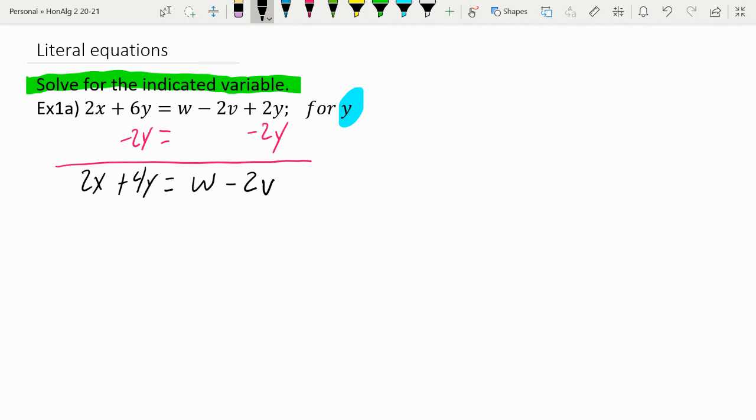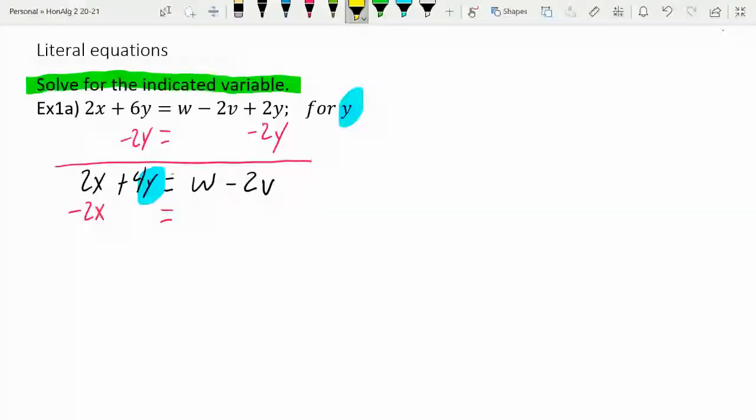Again, they're still telling me to solve for y. Here's y right there. What do I have to get rid of? I have to get rid of whatever's on the same side of that equal sign. So what am I going to get rid of? I'm going to get rid of that 2x there. So how do I get rid of that 2x? I'm going to subtract 2x.